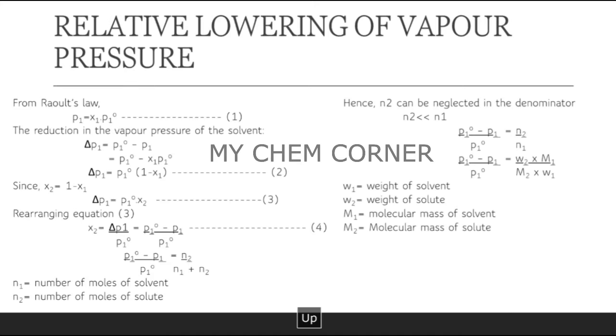Now we are going to use this last formula to calculate molar mass of a particular compound. We have problems related to it, so we are going to use this last formula to calculate certain things that are asked in the question. For that, identifying W1, W2, M1, M2 is all important. So please remember, component 1 is for the solvent and component 2 is for the solute.